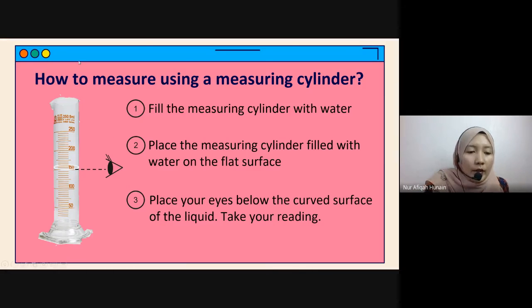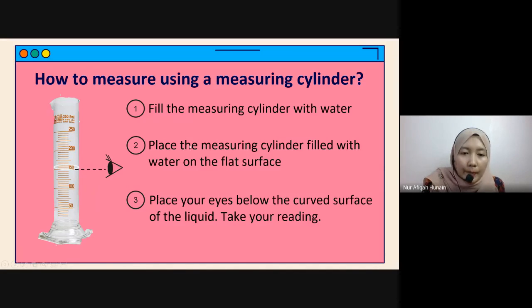You cannot put your eyes in front of the measuring cylinder. That's the wrong way to take the reading. What you should do is place your eyes beside the measuring cylinder. Look for the curve. You read below the curved surface, below the meniscus itself. Then your reading is accurate.